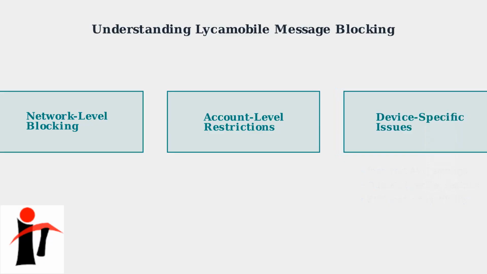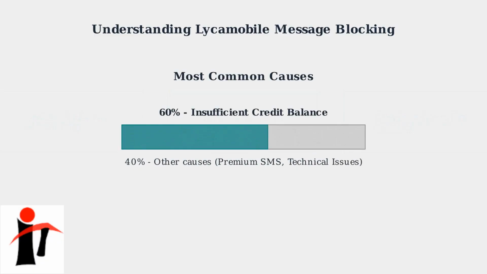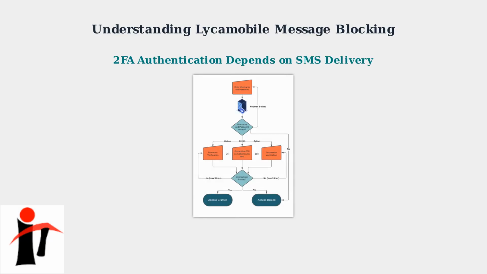These technical settings directly affect message delivery. Understanding the frequency of these issues helps prioritize troubleshooting. Insufficient credit balance accounts for about 60% of all message blocking cases, making it the most common cause. Premium SMS restrictions are also significant, particularly affecting two-factor authentication systems that many banks and apps rely on for security. This makes understanding message blocking crucial for maintaining access to important services.